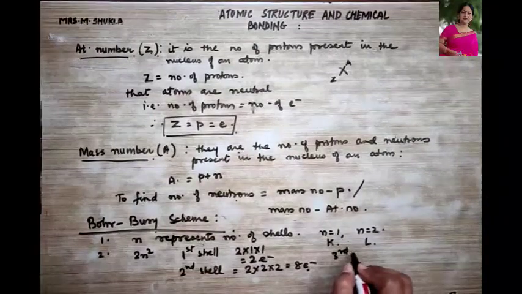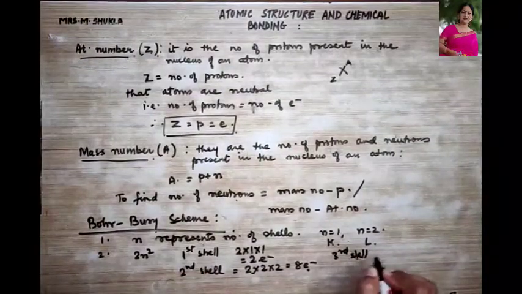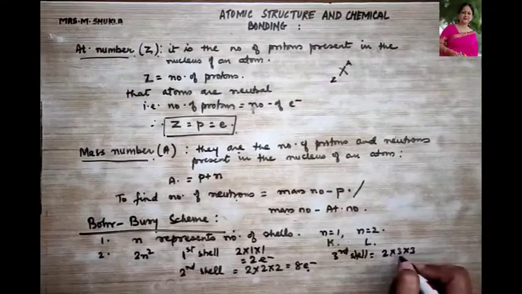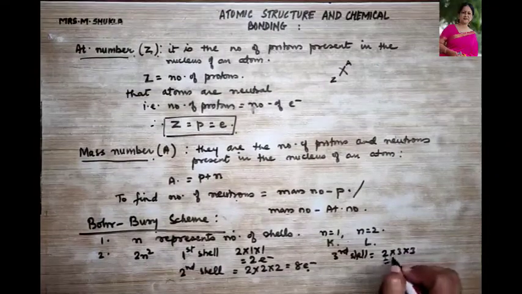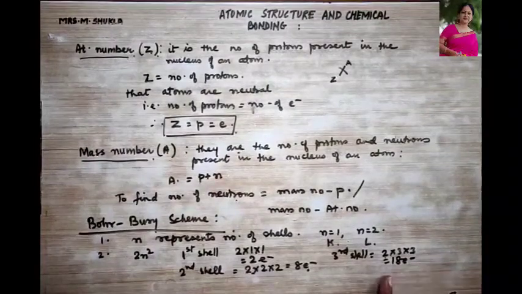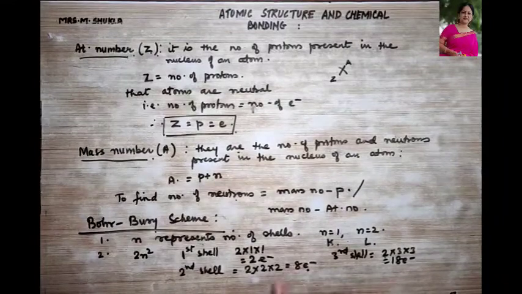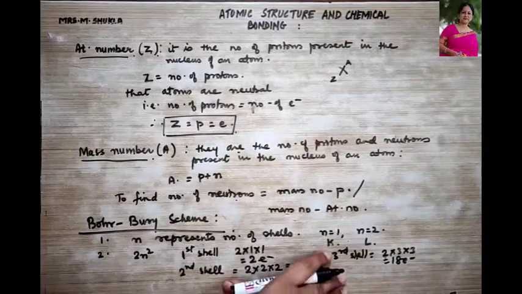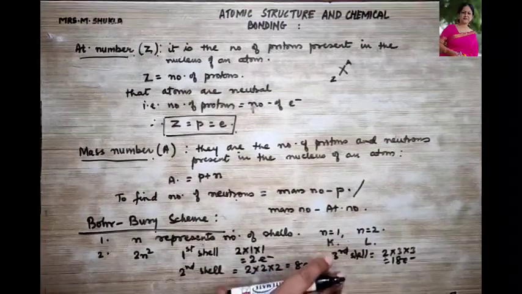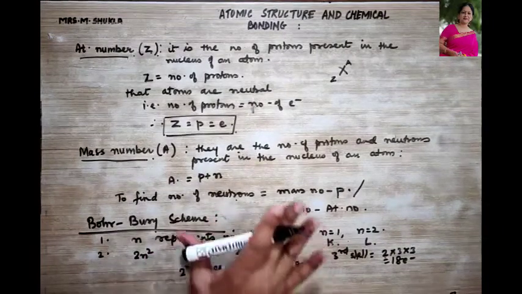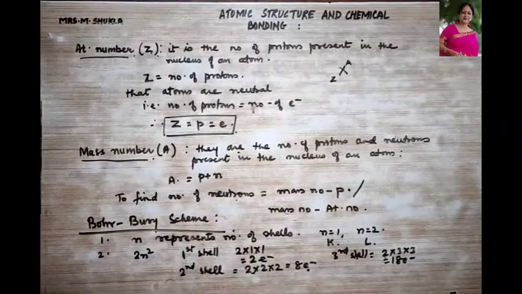Let's find out how many electrons are found in the third shell. So 2 into 3 into 3. This is 3 sixes, 6 threes are 18. 18 electrons are distributed in the third shell and so on. So on the basis of this scheme, let us discuss the electronic configuration in atoms with the mass number and the atomic numbers given to us.